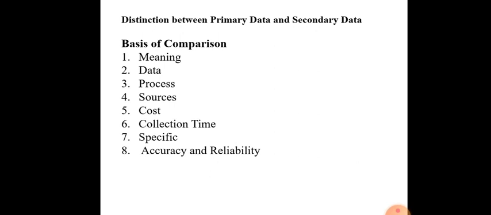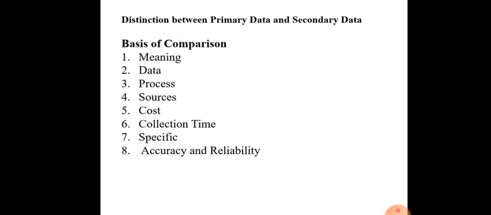So what is the meaning of primary data? Primary data refers to first-hand data gathered by the researcher himself. And what is secondary data? The meaning of secondary data is that it was collected by someone else earlier. So this is the difference in meaning.